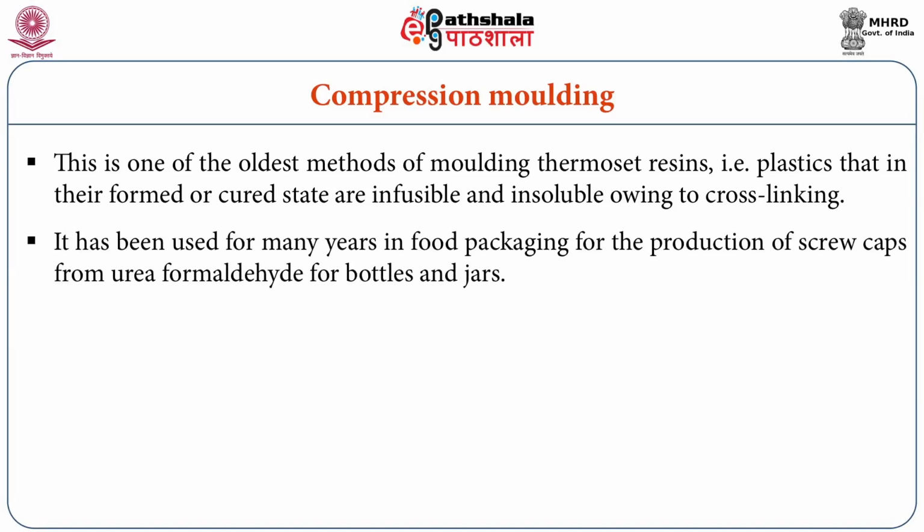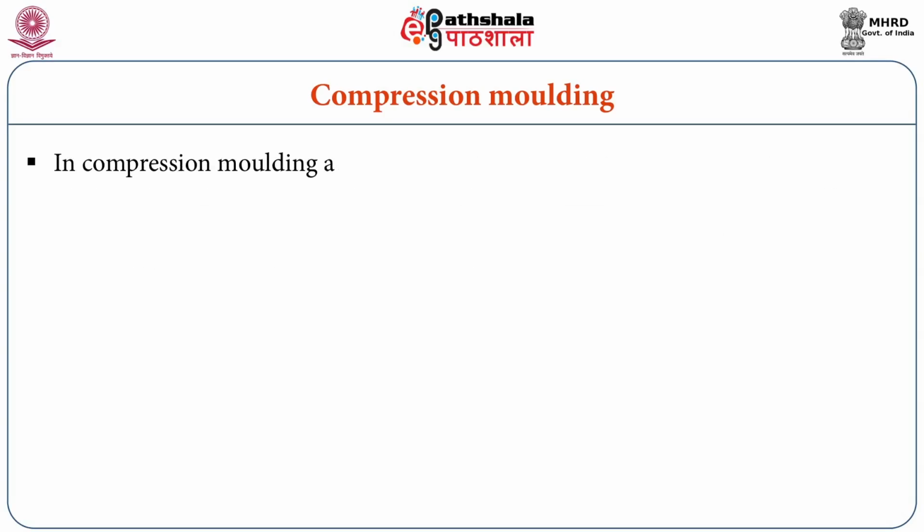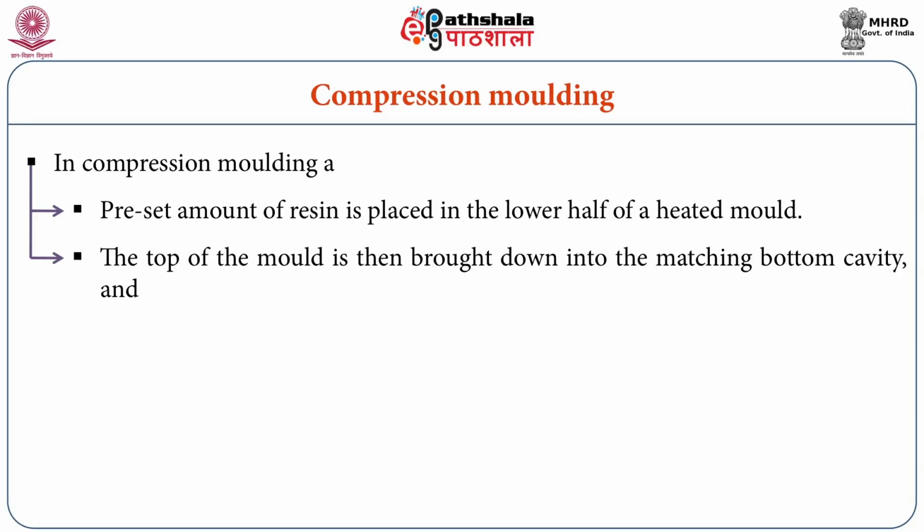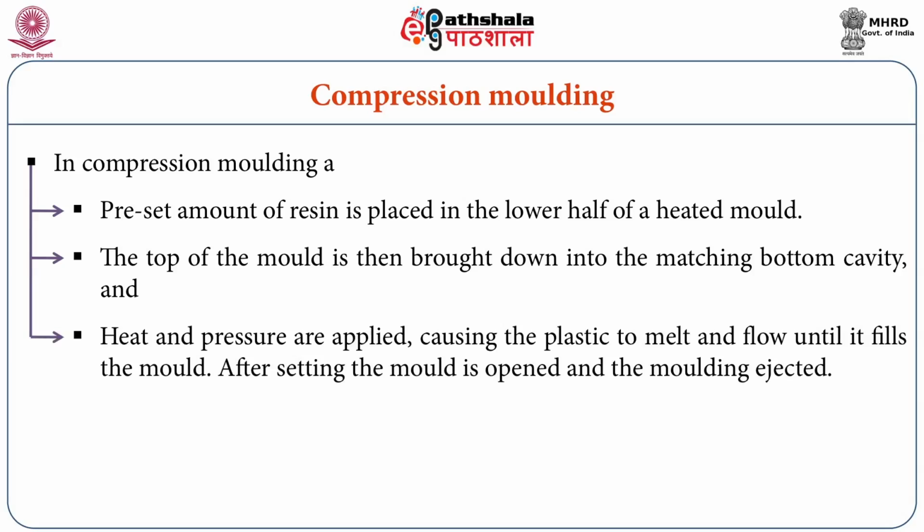It has been used for many years in food packaging, for the production of screw caps from urea formaldehyde for bottles and jars. Compression molding: a preset amount of resin is placed in the lower half of a heated mold. The top of the mold is then brought down into the matching bottom cavity and heat and pressure are applied, causing the plastic to melt and flow until it fills the mold.